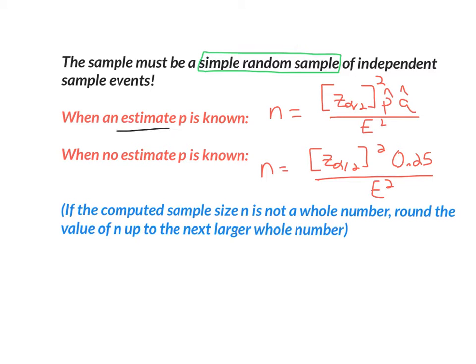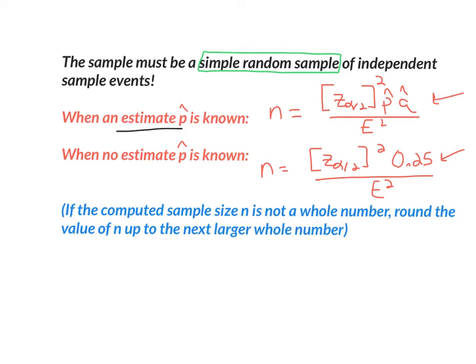Okay, if you know P hat, then we're going to use this one, where we take the Z crit and square it, times P hat, Q hat, over our margin of error squared. Now, sometimes you won't even have a P hat. You may not know a P hat. And if you don't, we're going to use the same formula, except we're going to replace P hat times Q hat with just 0.25. That's a common statistical way to make up for the fact that we don't know those two.